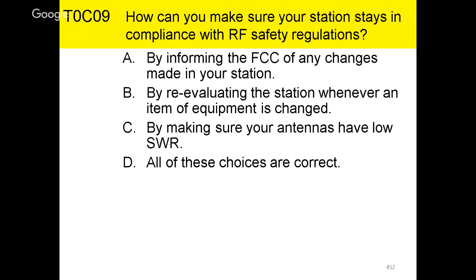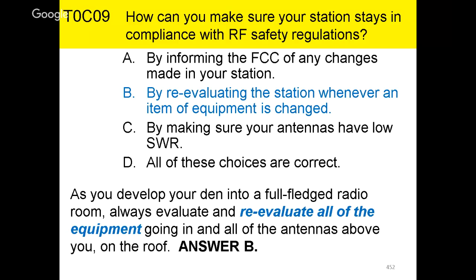How can you make sure your station stays in compliance with RF safety regulations? Well, you need to really do an evaluation. You reevaluate your station whenever an item of equipment is changed. You might have that new 1 kilowatt VHF amplifier. You're going to be working single sideband and you want to do some serious DX with VHF. And so you put a 1 kilowatt amplifier on there. That's when you want to reevaluate, when you have changed equipment.